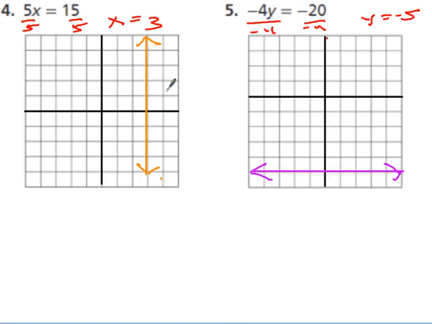Okay, so here should have been your 2 graphs. I divided by 5 on both sides over here, got x equals 3. Well, that's a vertical line right here at 3 with an undefined slope. Divided both sides by negative 4, y equals negative 5. Well, y equals negative 5 is right down here. That's a horizontal line with a 0 slope. And that's all for those guys.